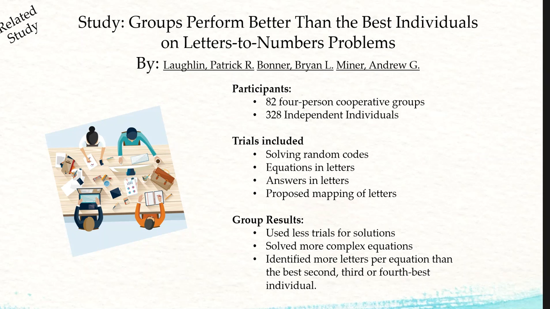The group results showed that anytime groups worked together, they used fewer trials for their solution. They were able to solve more complex equations, and they did it faster than the second best, the third best, the fourth best individuals that were competing against them. So these cooperative groups show way better outcomes in solving things that involve problem solving.